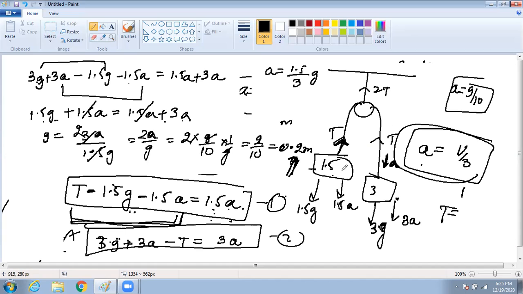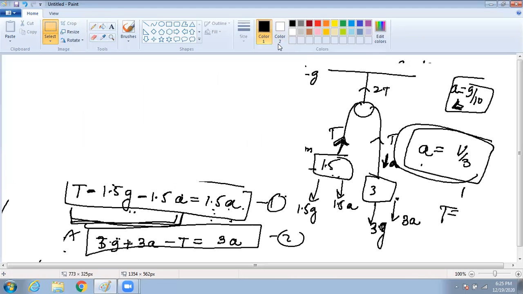See, lift is moving at g by 10. Correct? Yes, sir. So how can I substitute A equal to g by 10? I cannot substitute, no? Lift is moving at g by 10. This is the acceleration of lift. So wait, I did my mistake. So let me recorrect. See, we want here to find out the acceleration of this one and this one, both the masses. Then only we can find tension.